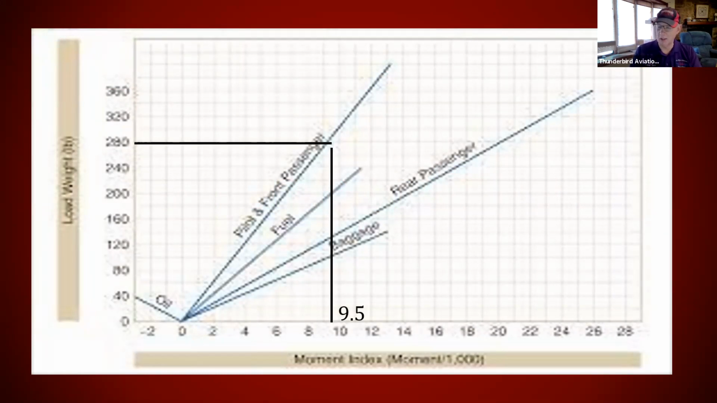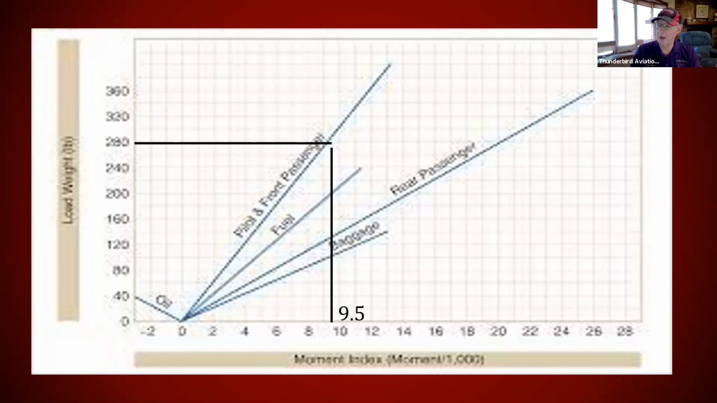So you'd have a chart like this. I apologize for the fuzziness of the picture here, but basically you have each line, one for the pilot and the front passenger, one for the fuel, one for the rear passengers, and one for the baggage in this airplane. And this picture must be from back in the days of empty weight, because it only has a line for the oil on the negative side. So obviously full oil in this airplane is about 40 pounds.